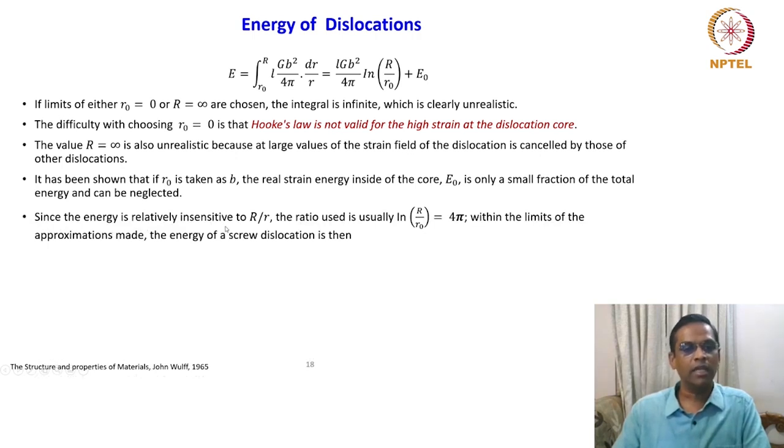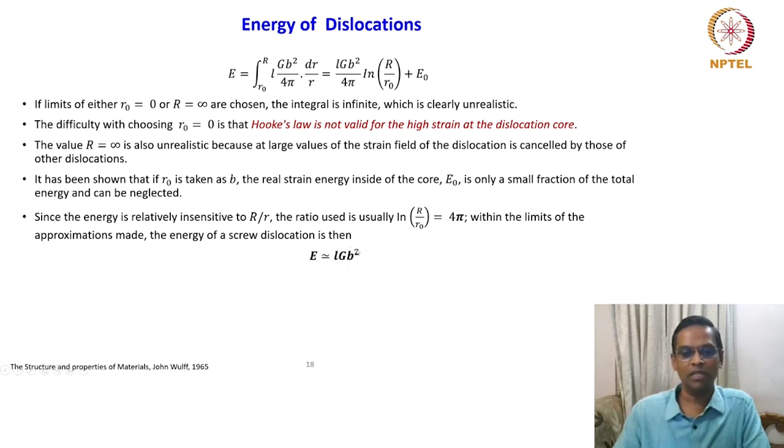Since the energy is relatively insensitive to R, the ratio used is usually ln R by R naught, which is equal to 4 pi within the limits of the approximations made. Then the energy of the screw dislocation is given as E is approximately equal to L G B square. So finally, with all these assumptions, we got one expression of energy of a screw dislocation, E is equal to L G B square. G is a constant, L is geometry anyway.